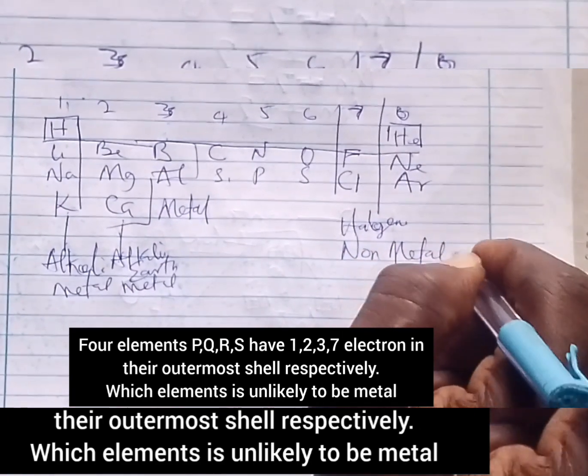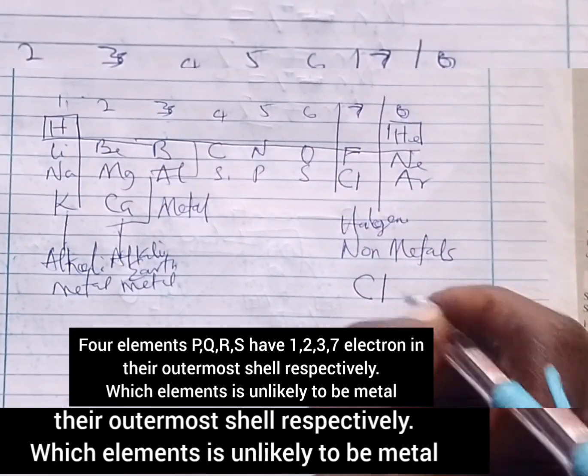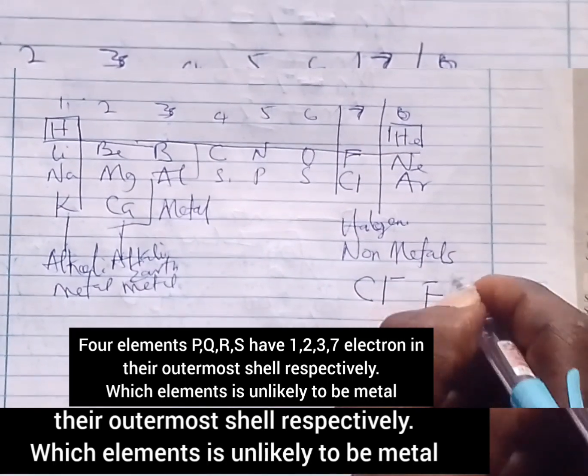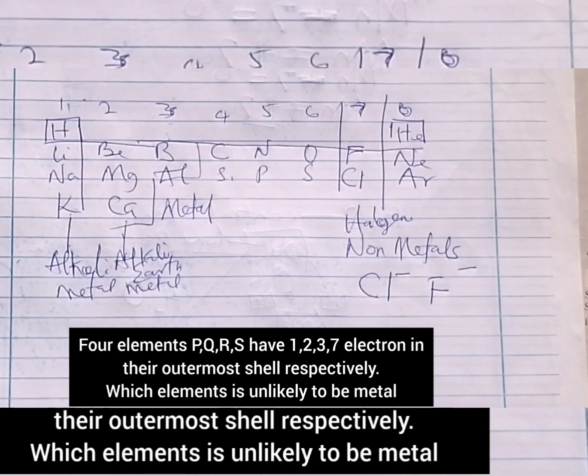non-metals, because chlorine in its ion form is Cl minus, and fluorine is F minus. They have 7 electrons in the outermost shell, so when they accept just 1 electron into their shell, they attain the so-called octet structure. So the answer to the question is the element with 7 electrons. The atom with 7 electrons is the one that is a non-metal. Thank you.